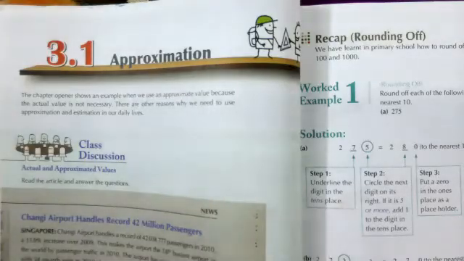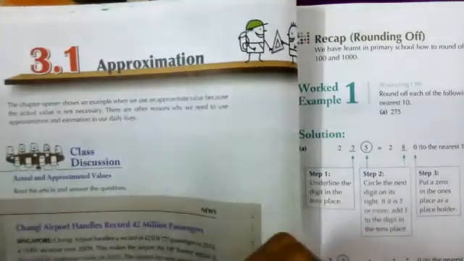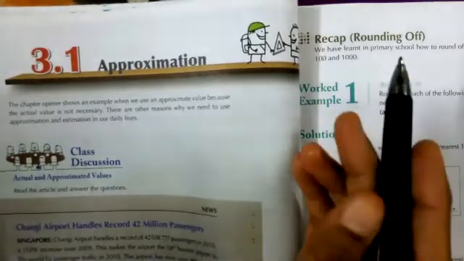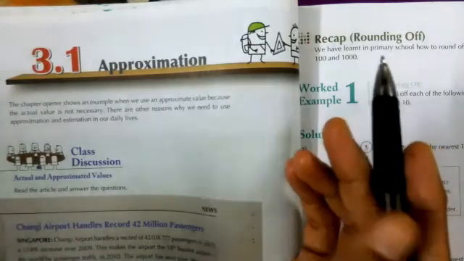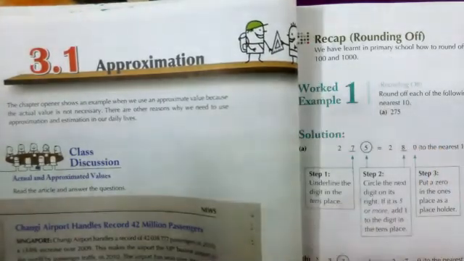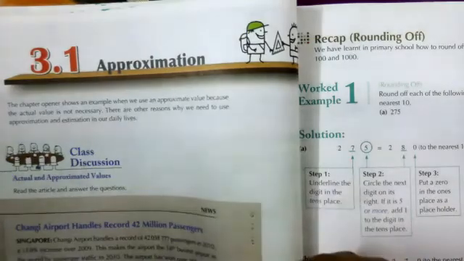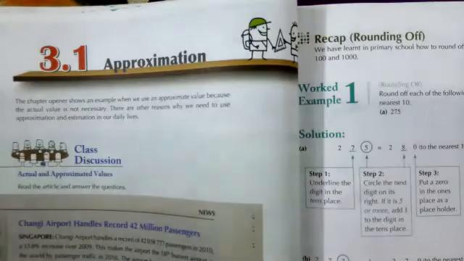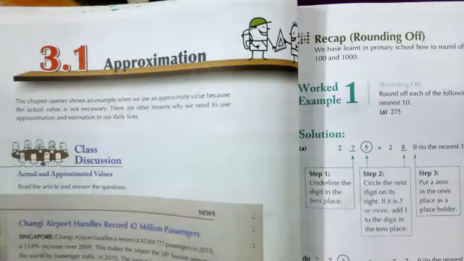Okay. So chapter 3 is regarding approximation, rounding off. Why do we round off? First of all, why do we round off? Yes, Javeria? To make the numbers more convenient for ourselves. Very good. Yes.